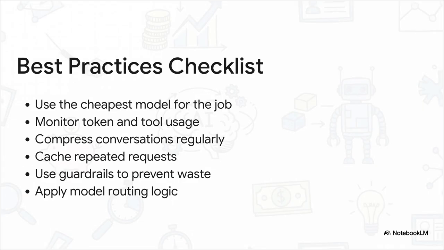All right, so to pull this all together, here's a quick checklist you can use right away. Always start with the cheapest model that works. Monitor everything, tokens, tools, the works. Compress your conversation history, cache everything you can. Use those guardrails and model routers, and please maintain a cost dashboard so you're never flying blind.